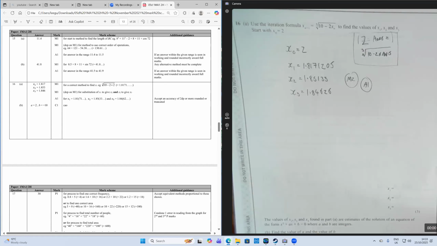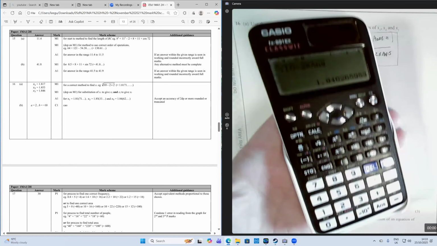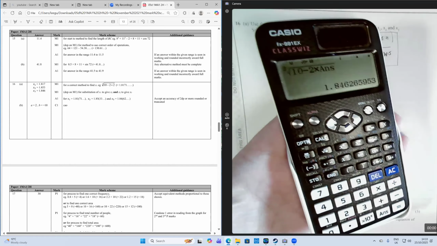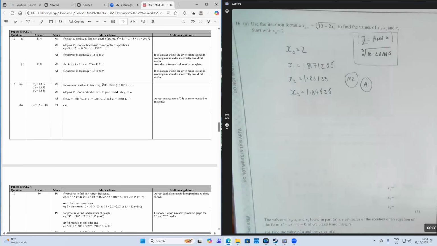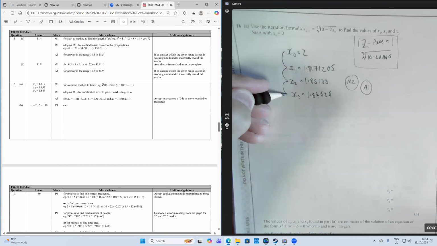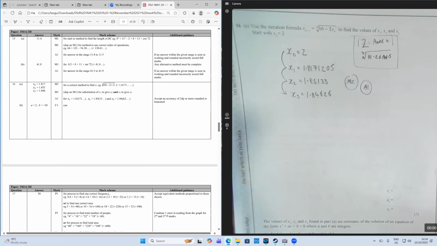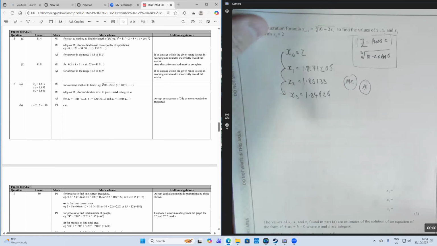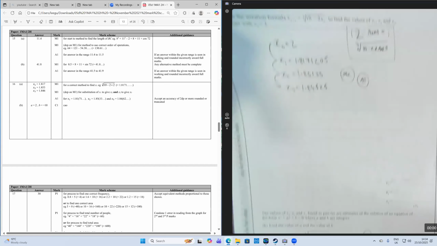But that's how you do recursive iteration. You put the initial number into your calculator, and then you program it in using that answer button. Okay, and every time you press equals, you'll go from x0 to x1 to x2 to x3 and so on. Really nice question there initially for those 3 marks.